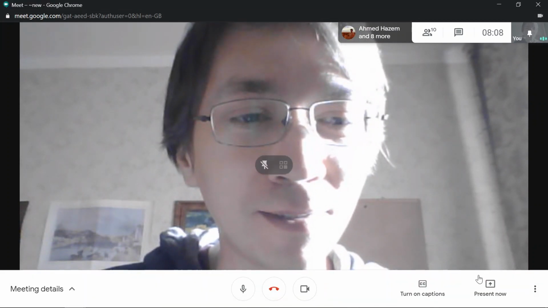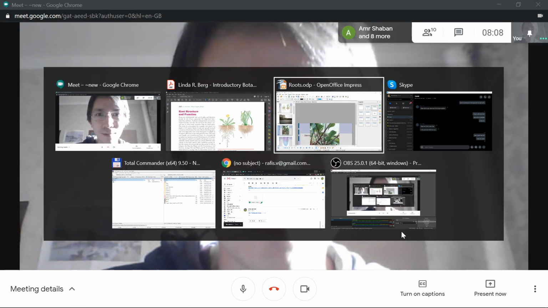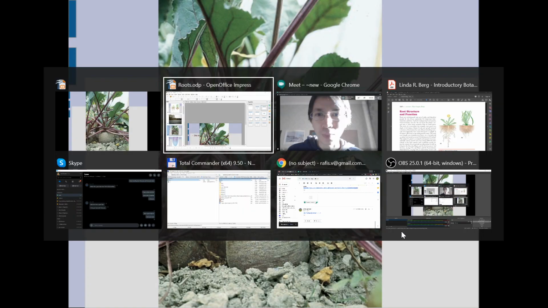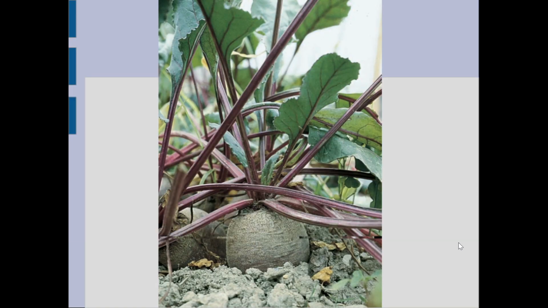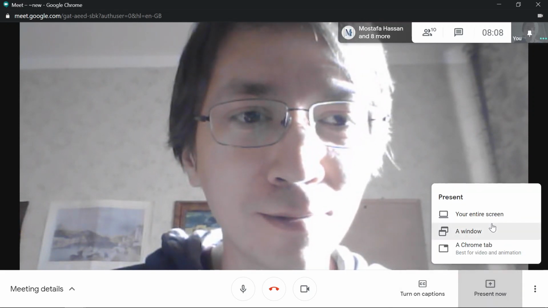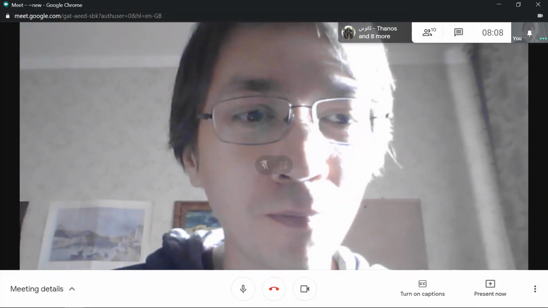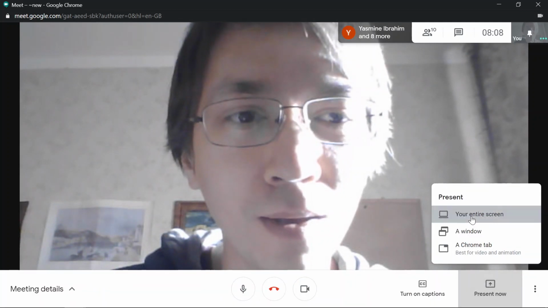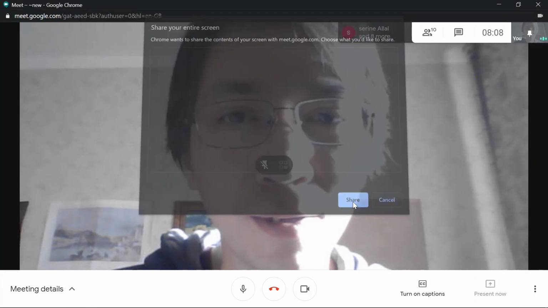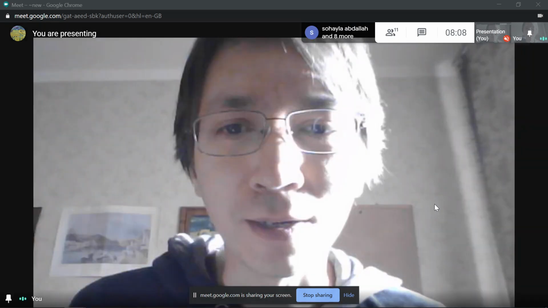And the root system can be divided into two types: the taproot system and fibrous root system.